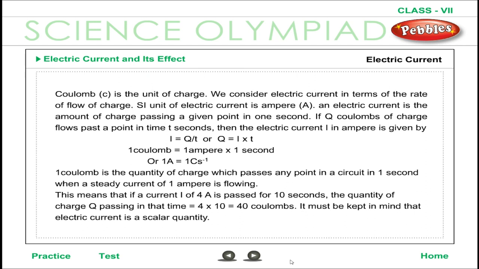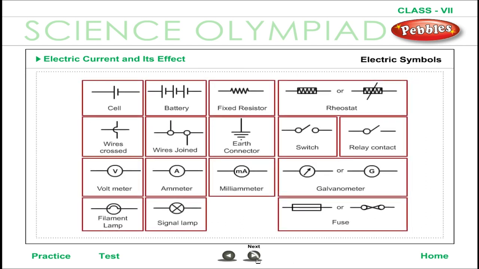1 coulomb is the quantity of charge which passes through any point in a circuit in 1 second when a steady current of 1 ampere is flowing. This means that if a current I of 4 amperes is passed for 10 seconds, the quantity of charge Q passing in that time is equal to 4 × 10 = 40 coulombs. It must be kept in mind that electric current is a scalar quantity. Electric symbols. Some of the common electric symbols used in a circuit diagram are given above.